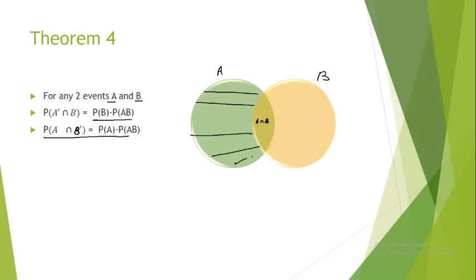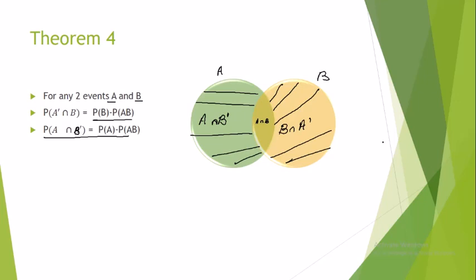What is this area? This is A and the part, and this is A and B complement, right? So the intersection of A and B complement. Now what about this area? B and B intersection A complement.